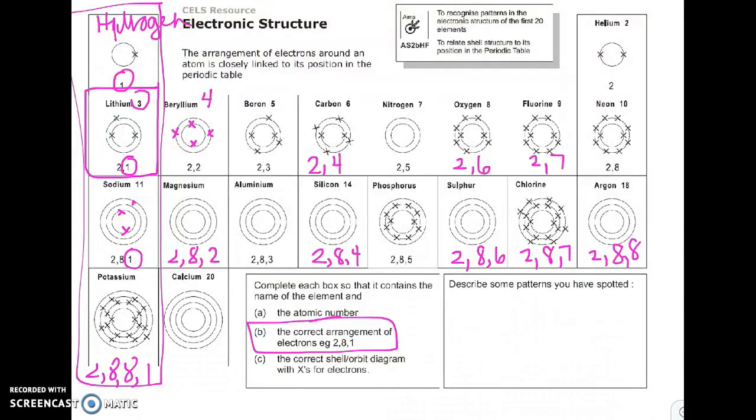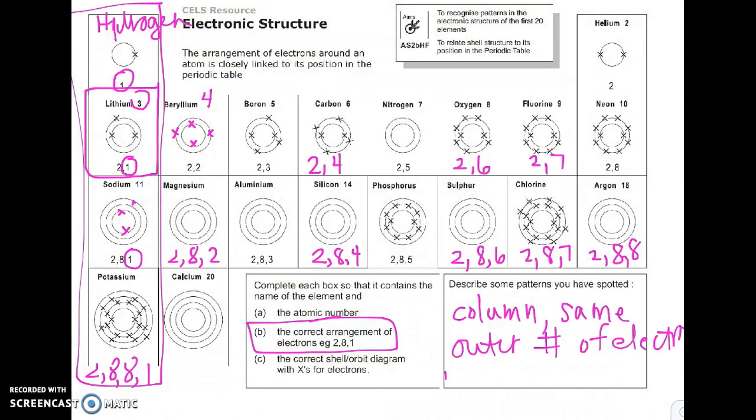So again, the patterns that you should have noticed are that things in the same column have the same number of outer electrons. And for things in the same row going from left to right, you are adding 1 electron as you go across.